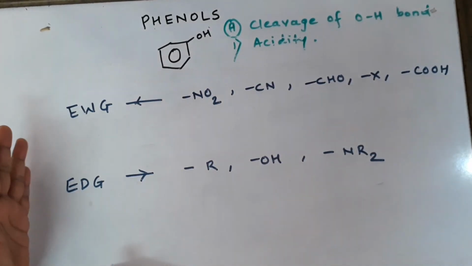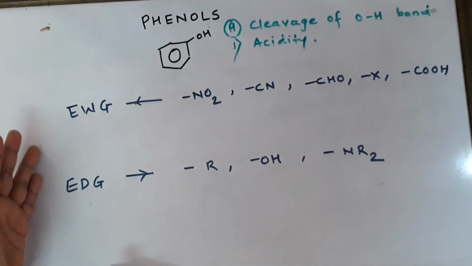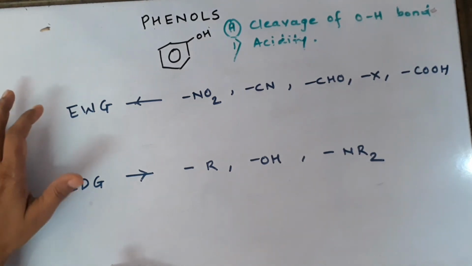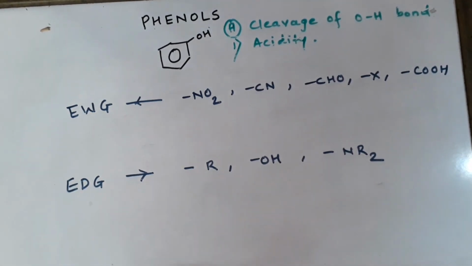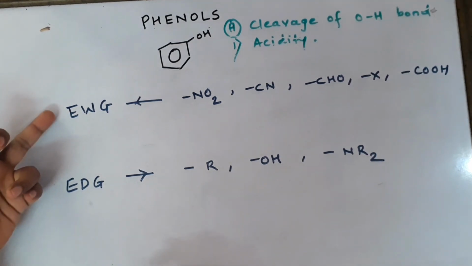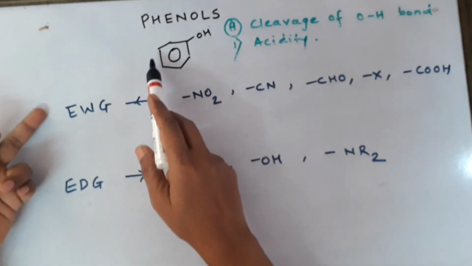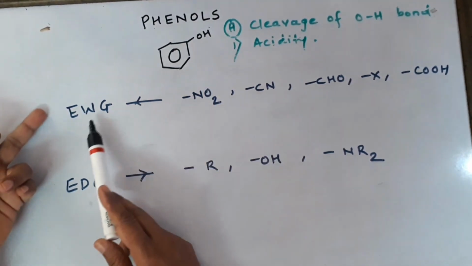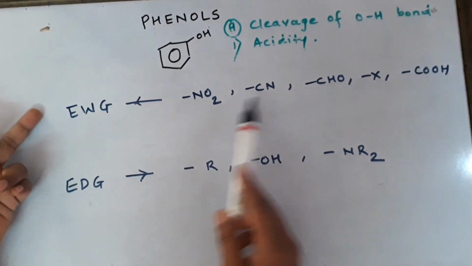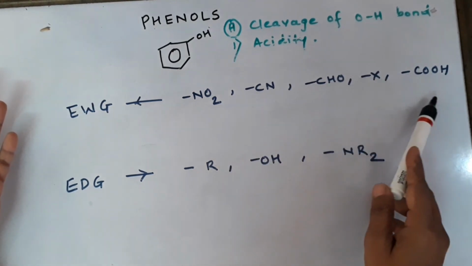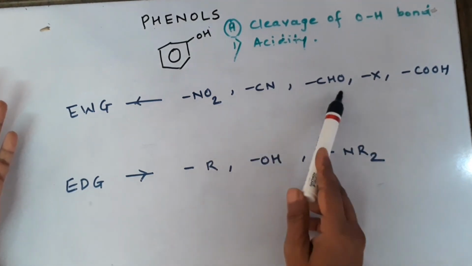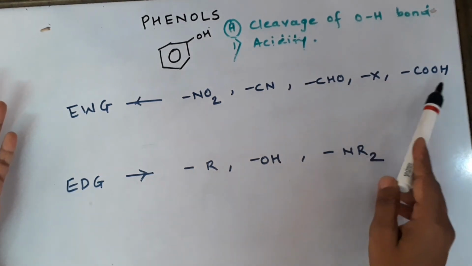Now let us see the factors which affect the acidity of phenols. This is often asked in the exam: what kind of groups will help in increasing the acidic strength of phenol and what kind of groups will decrease the acidic strength of phenol. So here we have 2 types of groups which can be attached to a phenolic compound. We can have electron withdrawing groups like any of these, or there can be others also. These are the most common ones which you will find: nitro, cyano, aldehydic group, halogen, or carboxylic acid.